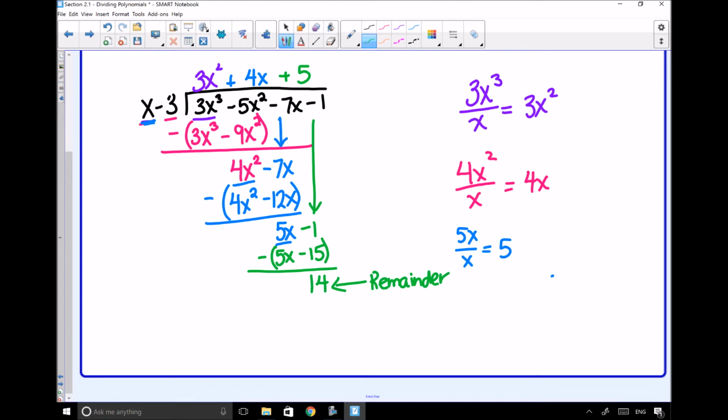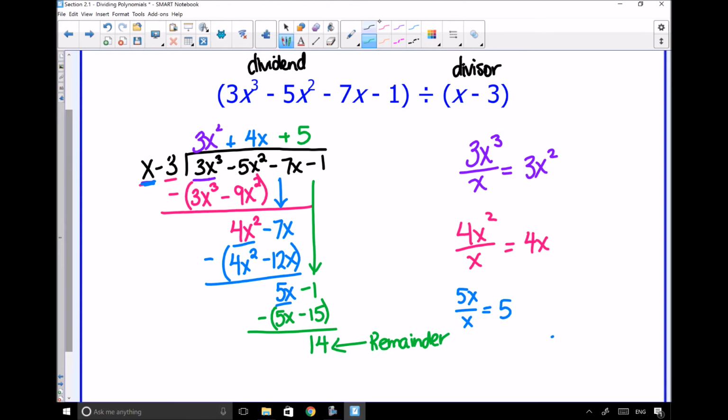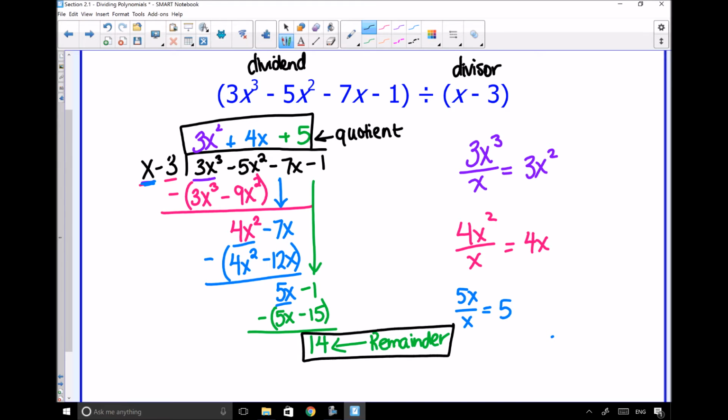Okay, I've got my answer right here. My quotient of this division problem is 3x squared plus 4x plus 5. So that's my answer with a remainder of 14. That's part of my answer as well.